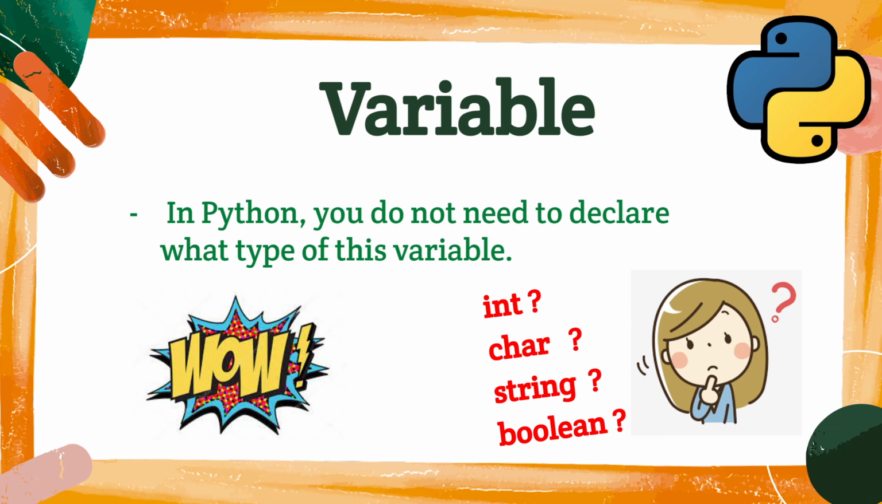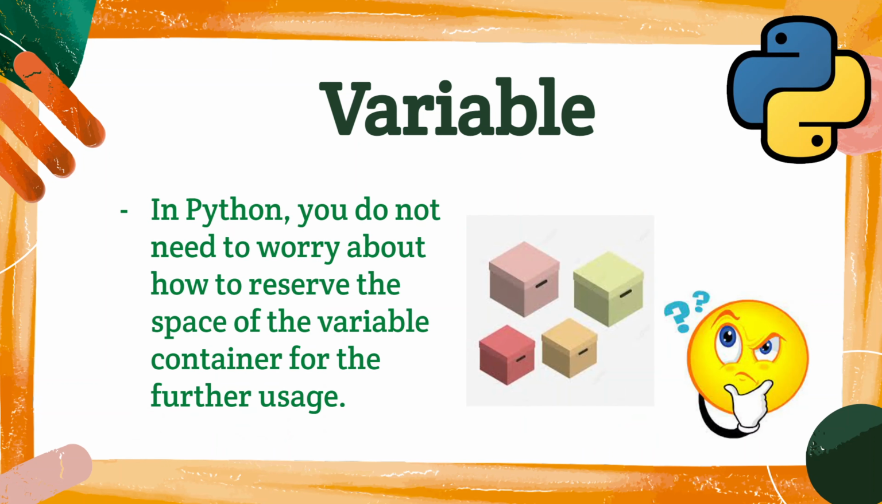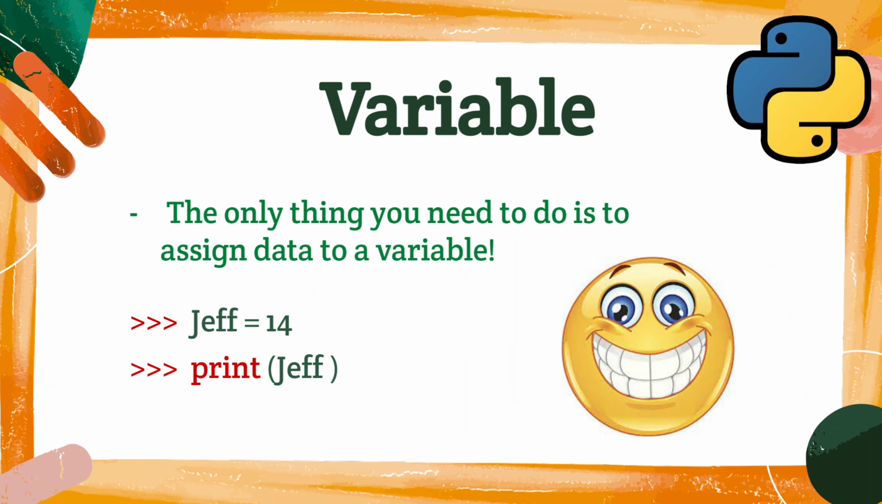However, in Python, it is much easier. Python simplifies a lot of these steps. So, you do not need to declare what type the variable is before you start to assign data to it. Also, you do not need to worry about how to reserve the space of the variable or how big that variable container is for further usage. That is the beauty of Python. Instead, the only thing you need to do is assign data to the variable. For this example, assigning a number to this variable Jeff means writing the data without quotations to the right of the equal sign.